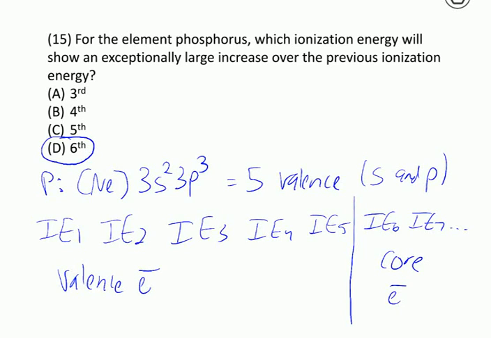Yeah, so the valence electrons are s and p. So there's 5 of them total. That should have been a 3 all along. That was never supposed to be 5. So it's 3s2, 3p3, 2 plus 3 is 5, 5 valence electrons. Anything in the outer shell is counted as valence.